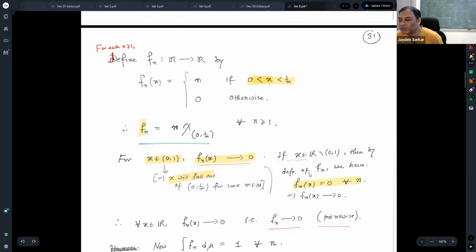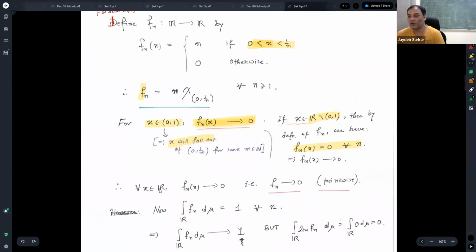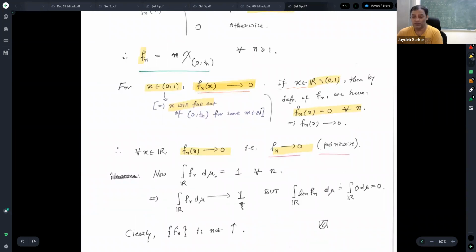So that's settled. If x falls outside of 0, 1 over m, then Fn(x) will be 0 for all n larger than or equal to m, and hence this will converge to 0. All in all, for all x in R, Fn(x) converges to 0. That means Fn converges to 0 pointwise, so the limit of Fn is the 0 function. Let's keep it over there.